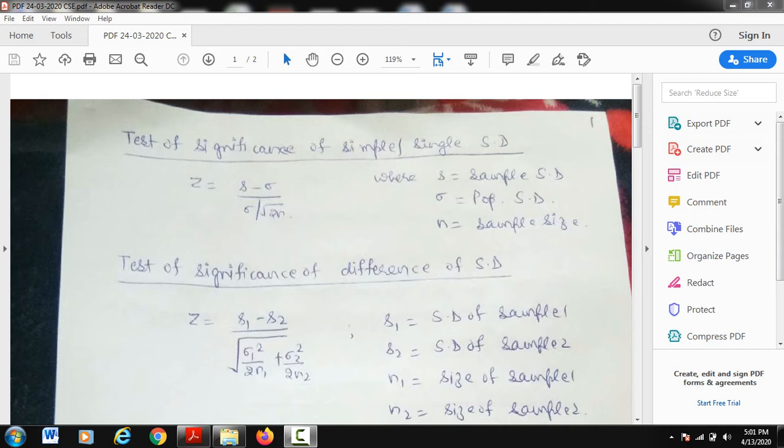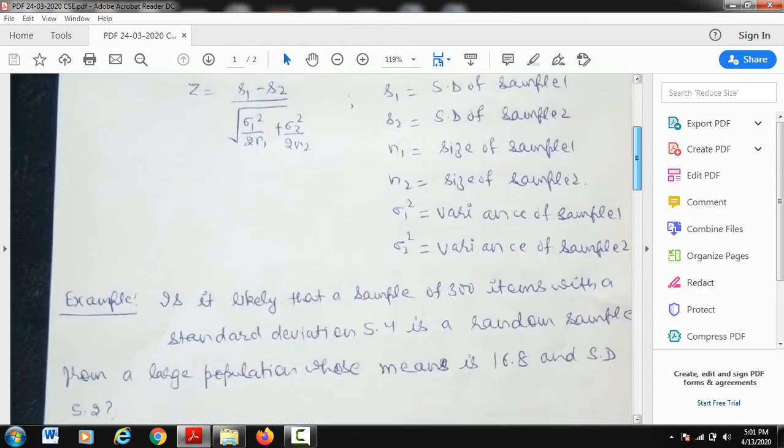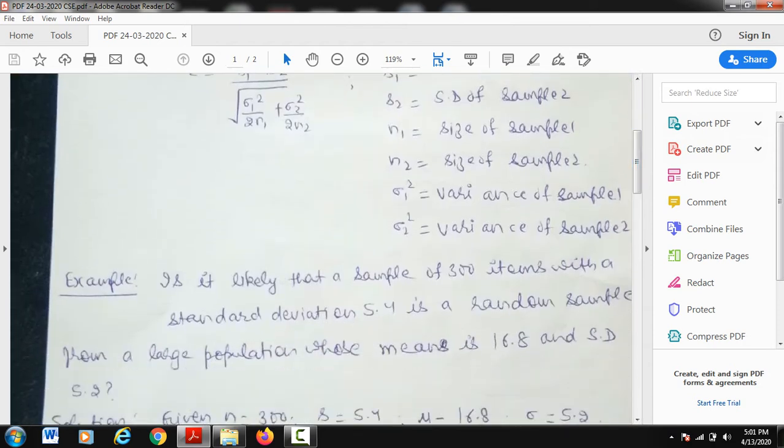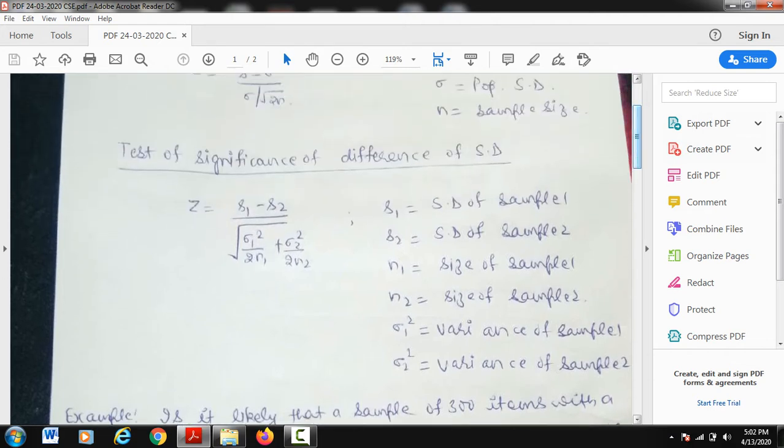Okay, and if I want to test the significance of the difference of standard deviations of two samples or two populations, then we use the Z statistic as s1 minus s2 over square root of sigma 1 square over 2n1 plus sigma 2 square over 2n2. Now what is small s1? Small s1 stands for the standard deviation of sample 1, small s2 stands for the standard deviation of sample 2, n1 stands for the size of sample 1, n2 stands for the size of sample 2, sigma 1 square is the variance of sample 1, and sigma 2 square is the variance of sample 2. Okay, so these students are the formulas for the Z statistic.